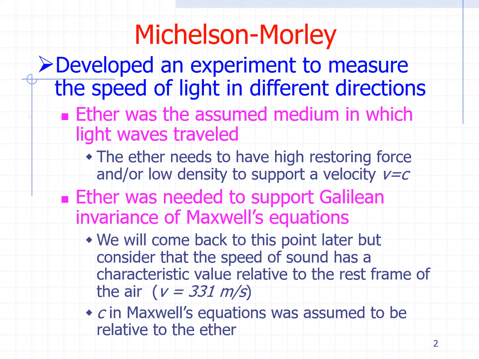In earlier times it was believed that there must be some medium present on earth so that there is propagation of light, and that medium was supposed to be ether. Ether is any kind of medium which generally has high restoring force, or we can say it has low density.